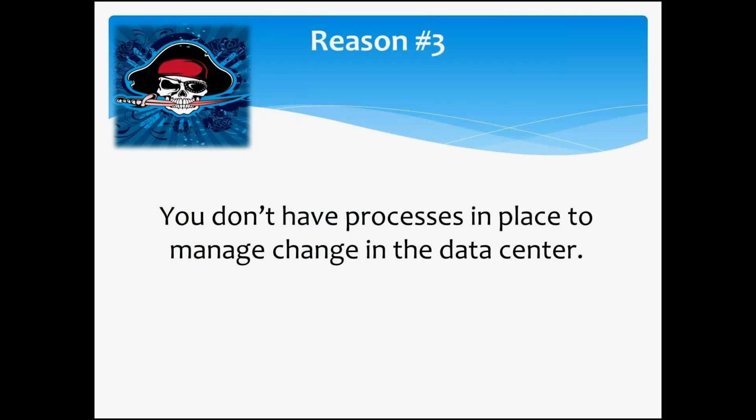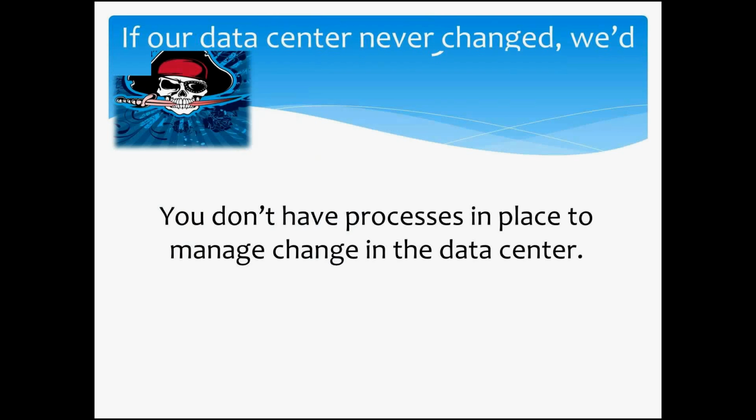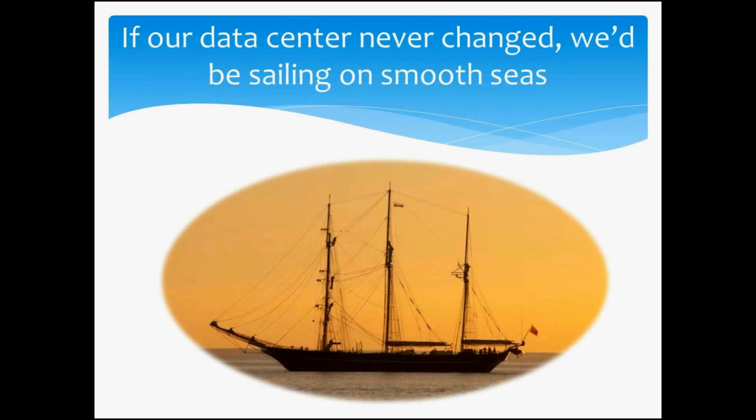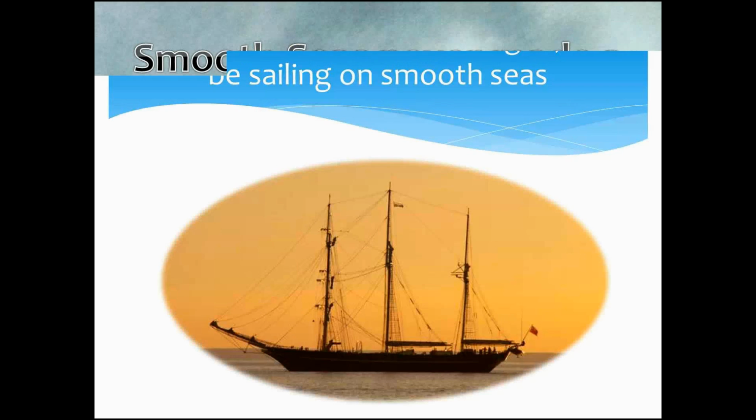Let's look at reason number 3 we might not be ready for DCIM: I don't have processes in place to manage change in the data center. All right, so I'm keeping with our nautical theme here. If our data center never changed, we'd be sailing on smooth seas. We build a new data center. We've got a great design. We put every piece of equipment where it can be used most effectively. We go through an extensive commissioning process, make sure everything's working as designed, everything's well documented. We're all cool. Everything's great, right?